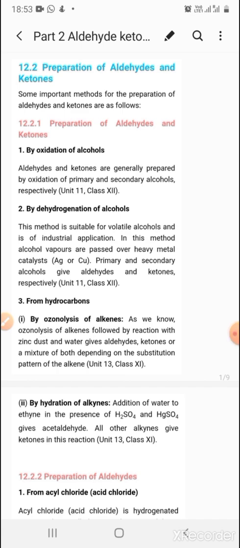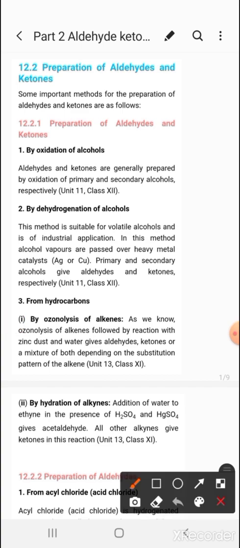In this video I am going to tell about the preparations of aldehydes and ketones. First is by oxidation of alcohol, which we have studied in unit 11. They are prepared by oxidation of primary and secondary alcohols respectively, but not with tertiary alcohol, which we have also studied earlier in the 11th unit, fine.